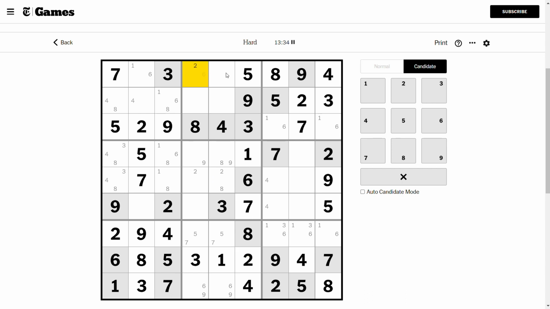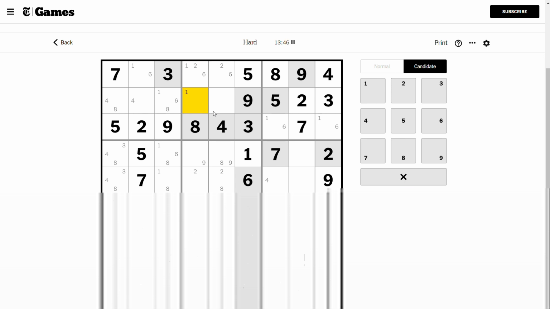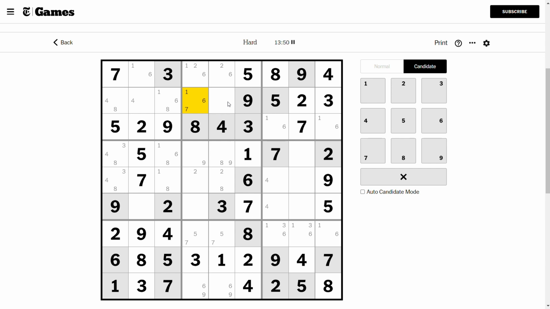Guess the 2 goes up here. Actually, the whole row is 1, 2, 6. And then 1, 2, 6, 7. I think that's correct. I hope that's correct. Okay, so then these 3 are 1, 4, 6.